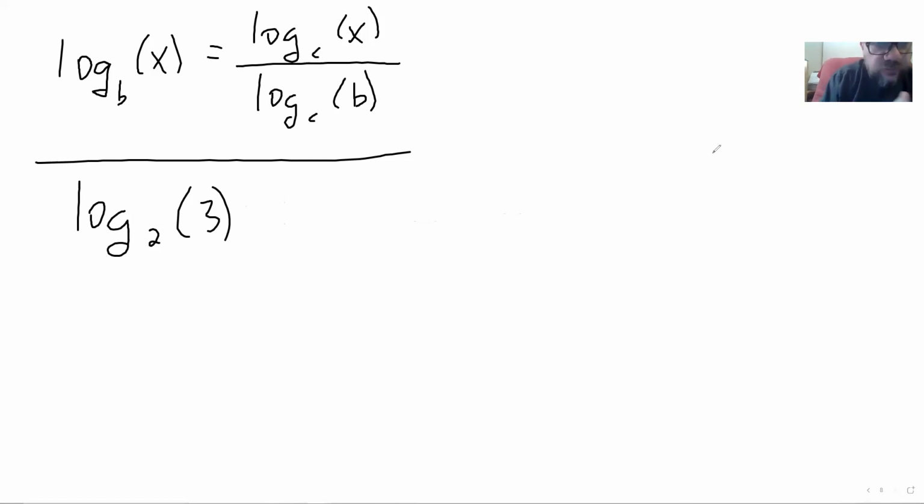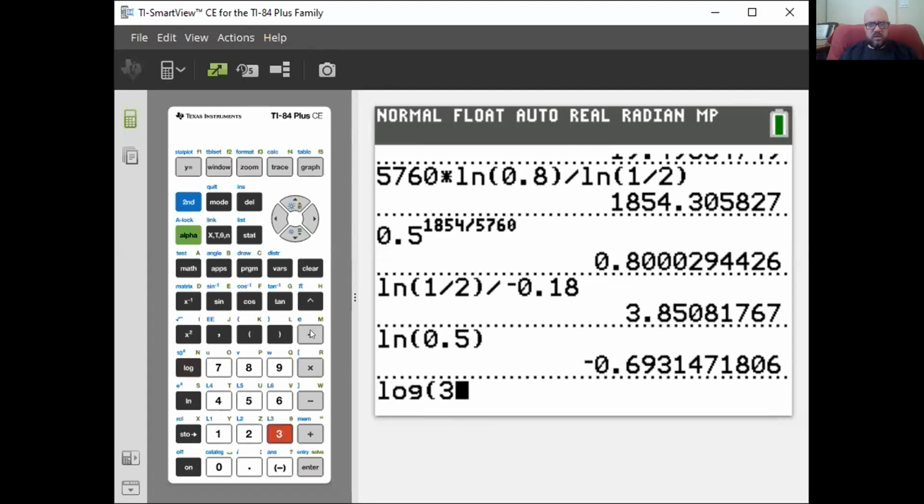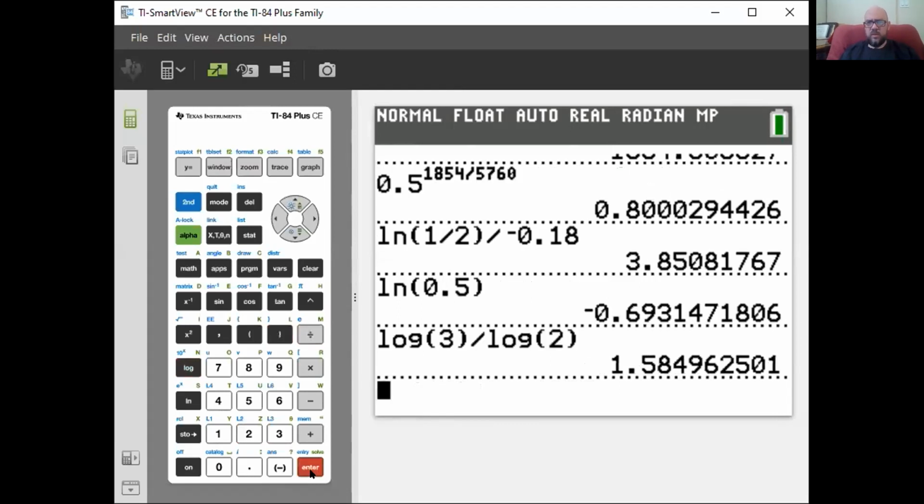So what I'm going to do is I'm going to choose C to be 10. And the rest is just filling stuff in. So log base 10 is just log, right? So we're going to have log of the stuff on the inside, 3, over log of the base, which is 2. That's it. That's how you do it. Let's go find out what that number is. Log of 3 over log of 2. Apparently, it's about 1.585. There you go.